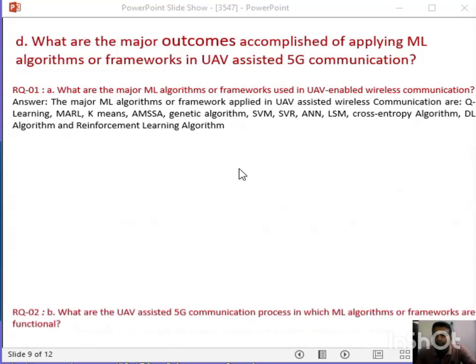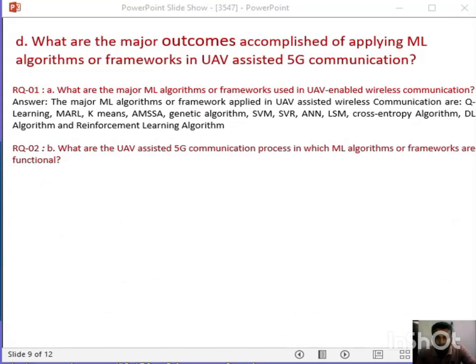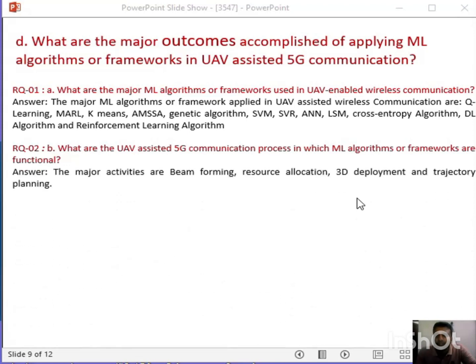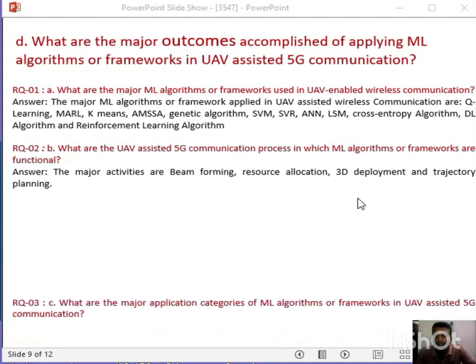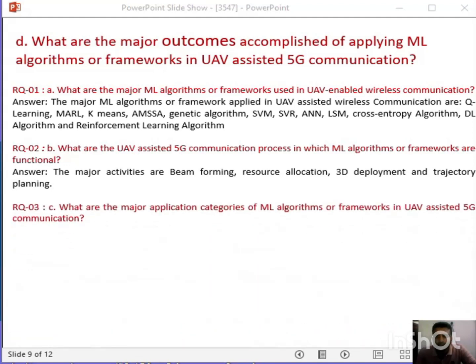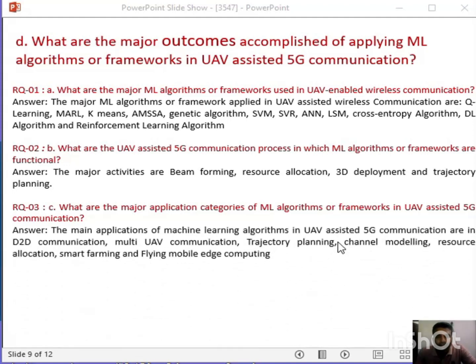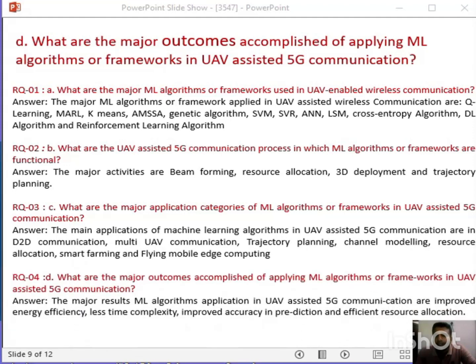The second outcome is for the research question: what are the UAV assisted 5G communication processes in which machine learning algorithms are functional? Answer is, the major activities are beamforming, resource allocation, 3D deployment, and trajectory planning. The outcome of research question 3 was, the main applications of machine learning algorithms in UAV assisted 5G communication are in device to device communication, multi UAV communication, trajectory planning, channel modeling, resource allocation, smart farming, and flying mobile edge computing. And the outcome 4 is the major results of machine learning algorithm application in UAV assisted 5G communication are improved energy efficiency, less time complexity, improved accuracy in prediction, and efficient resource allocation.